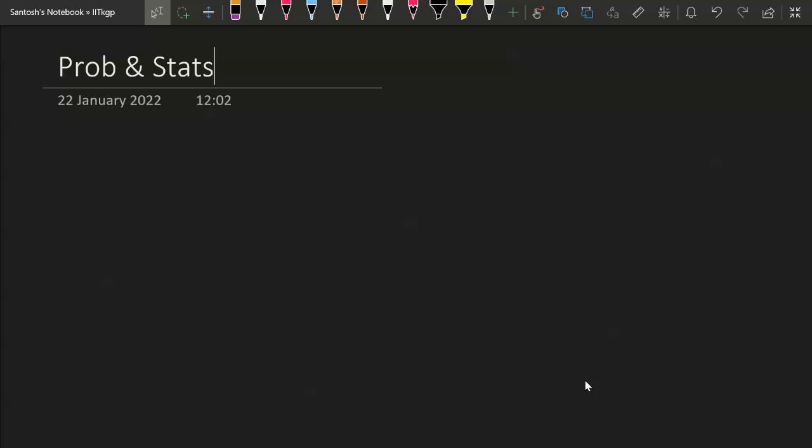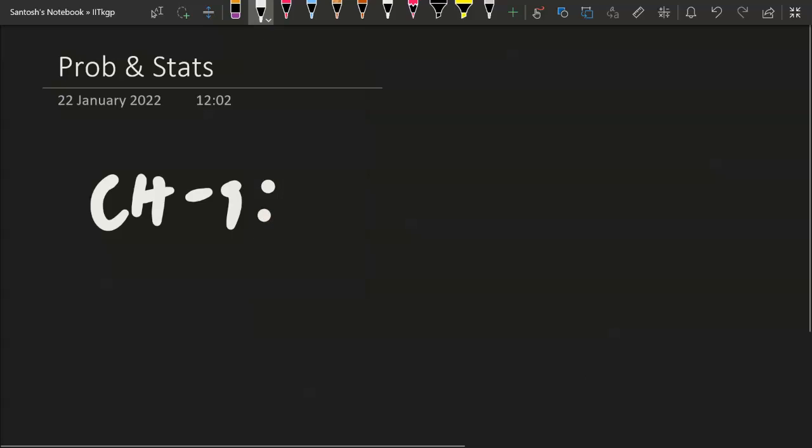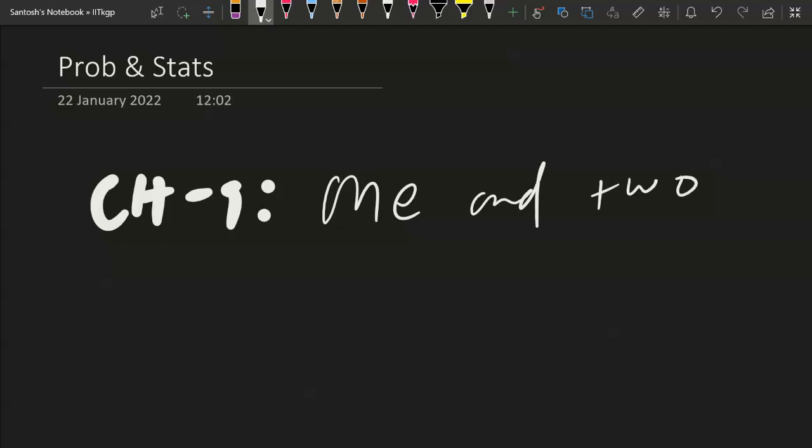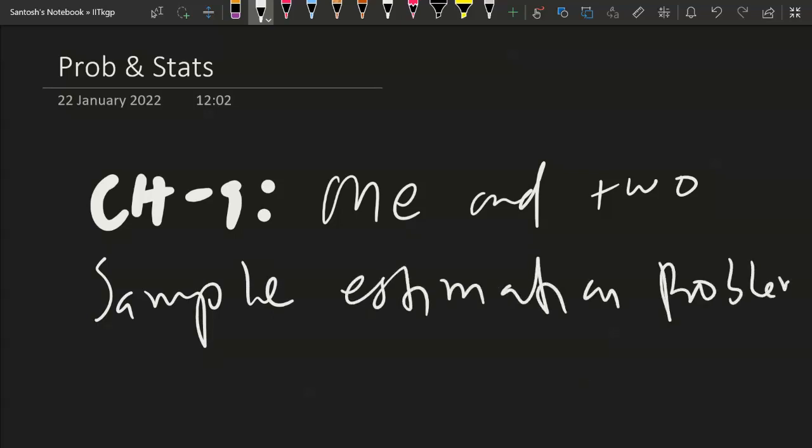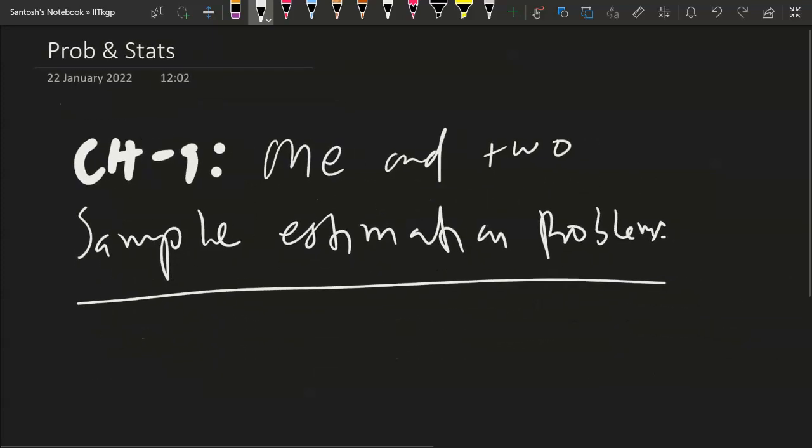So I have been informed that I have to start chapter 9 of the book. The book in the syllabus you already know. So we have to start chapter 9, and the chapter name is one and two sample estimation problems. I will start from the book.